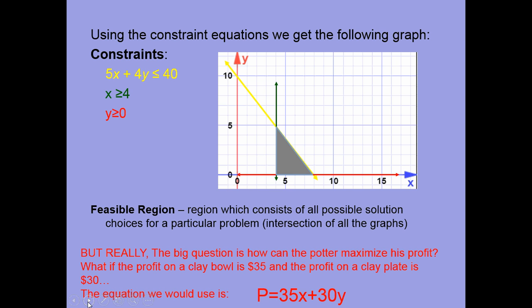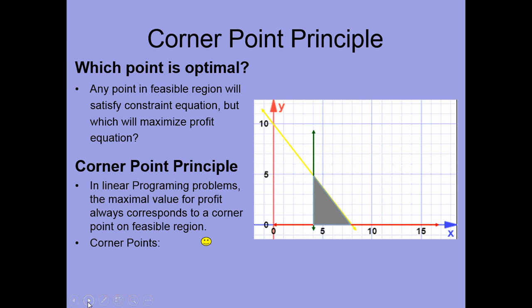Now, there's a lot of points inside that gray region. So we don't want to be testing every single one of these. We're going to use what's called the corner point principle. The corner point principle says that in a linear programming problem, the maximum value for profit, or in some cases the minimum value for cost, will always be found on a corner point. So that means I don't have to test every single one of those. I'm going to focus my attention on these corner points.